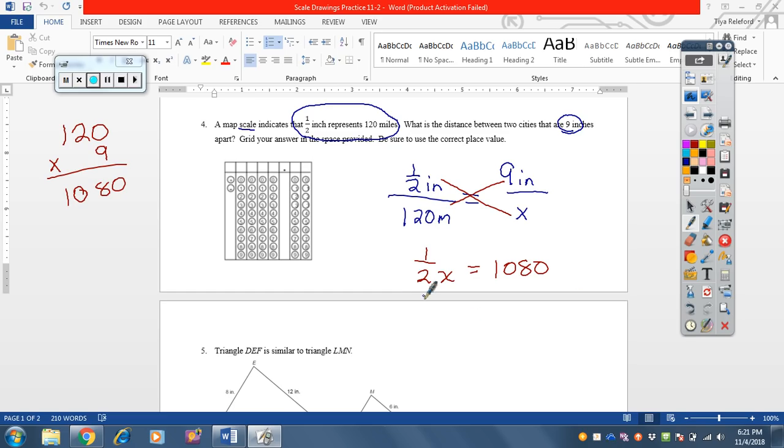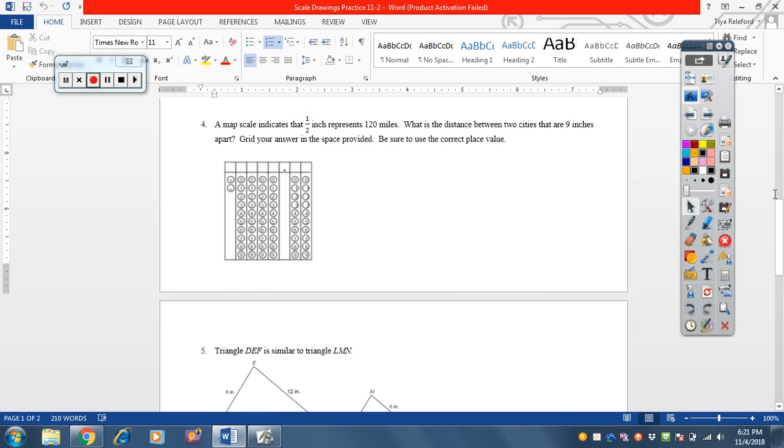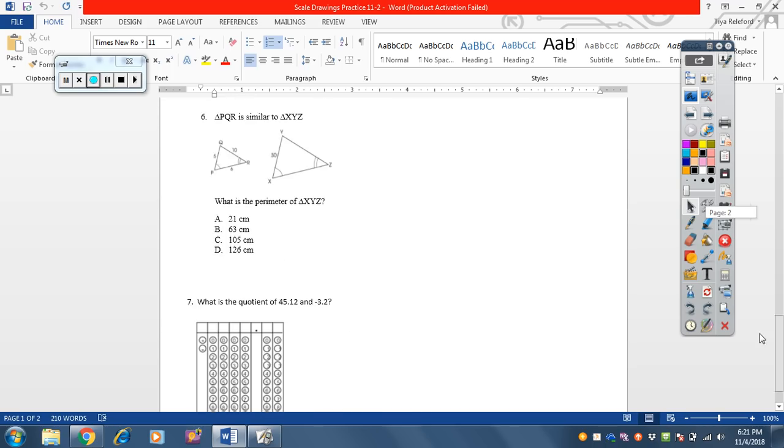Now to solve, you're going to divide by 1/2. So you have 1080 divided by 1/2. So turn that into a fraction. Oops. Oh man. Copied that down wrong. Keep, change, flip. That'll be your answer. Dividing by 1/2 is the same as multiplying by 2.